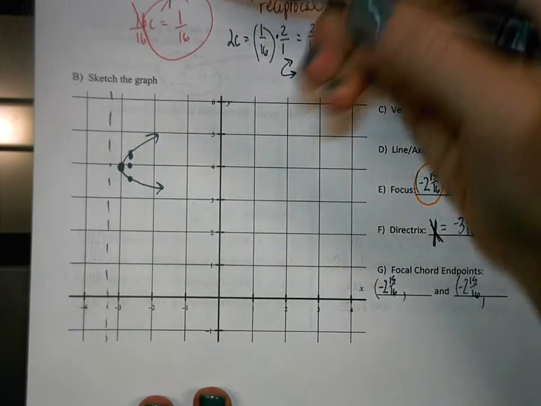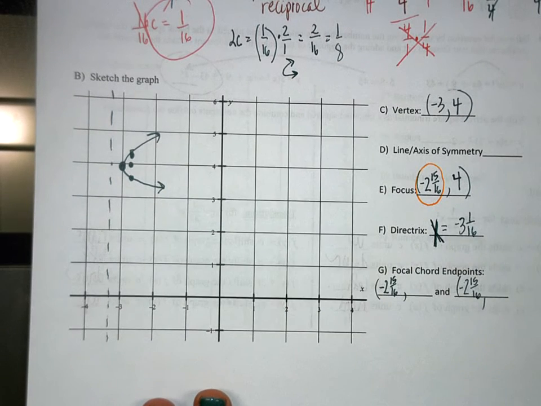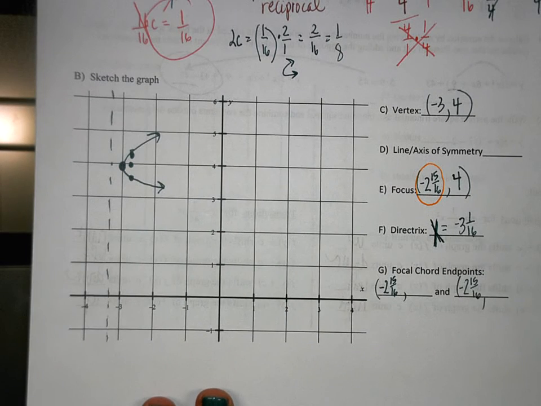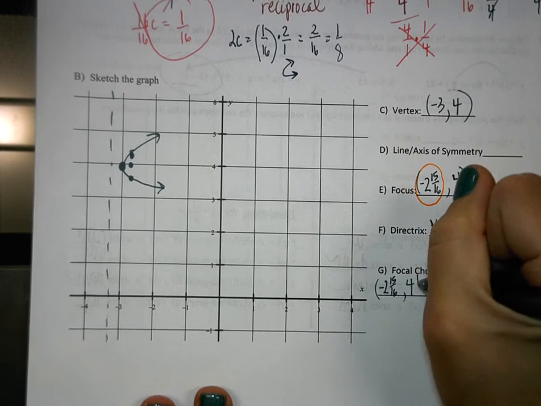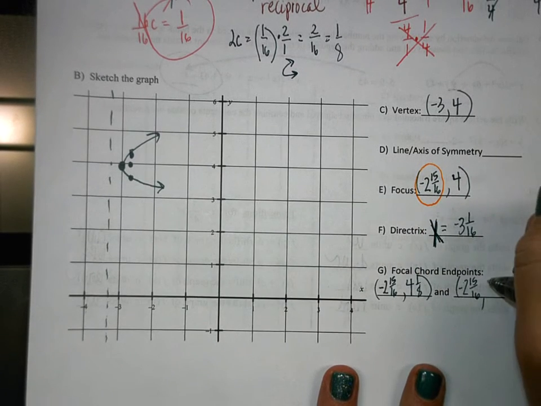And then this one, so from the focus, it's going up 1/8. So how much is that? 4 1/8. Very good, 4 1/8. And if we're going down 1/8, it would be 3 7/8.